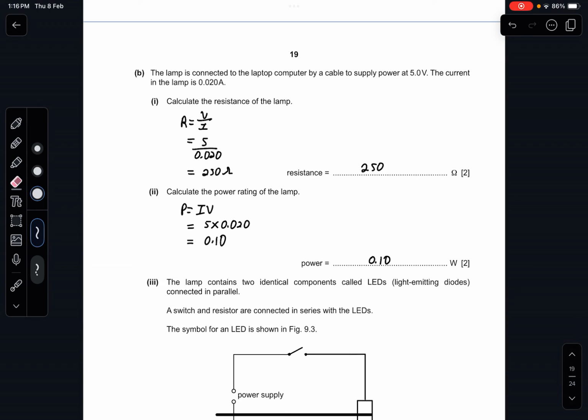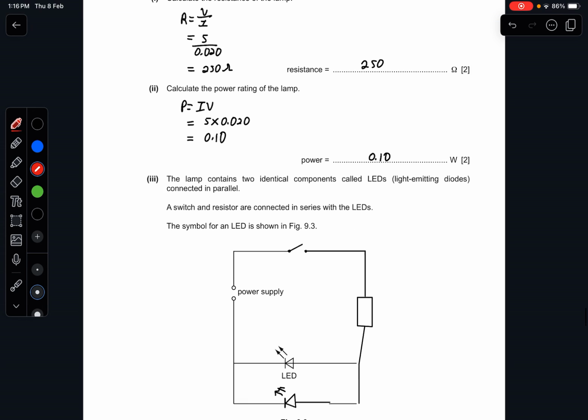B. The lamp is connected to the laptop computer by a cable to supply power at 5 volts. The current in the lamp is 0.020 amps. 1. Calculate the resistance of the lamp. We use resistance equals voltage over current. So 5 divided by 0.020, you get 250 ohms. Okay. Part 2. Calculate the power rating of the lamp. So we have I, we have V, and the only formula that relates to power is P equals IV. So 5 times 0.020 equals 0.10 watts.